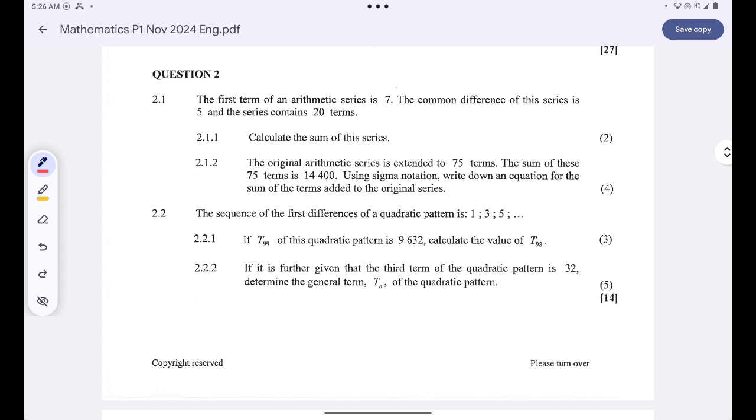Okay, we are told that the first term of an arithmetic series is 7. So a is equal to 7 and the common difference of the series is 5. So the difference is equal to 5. And then we are also told that the series contains 20 terms in total. So n is equal to 20. The first question says calculate the sum of the series.